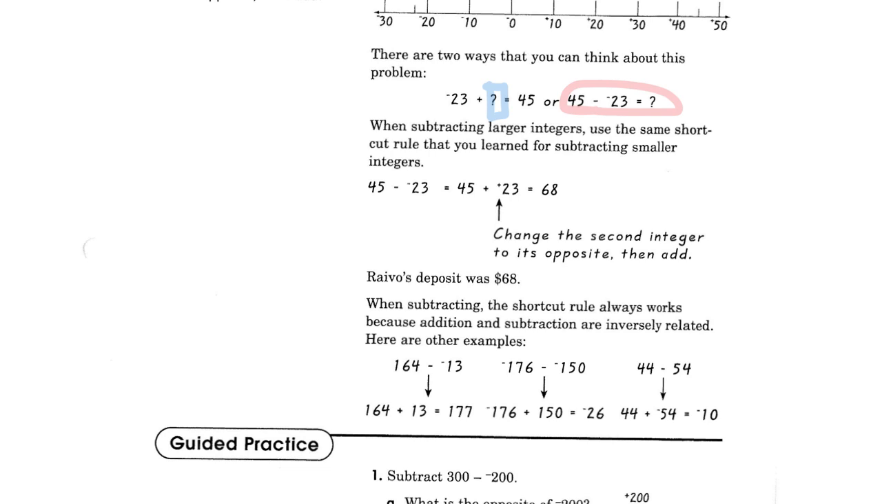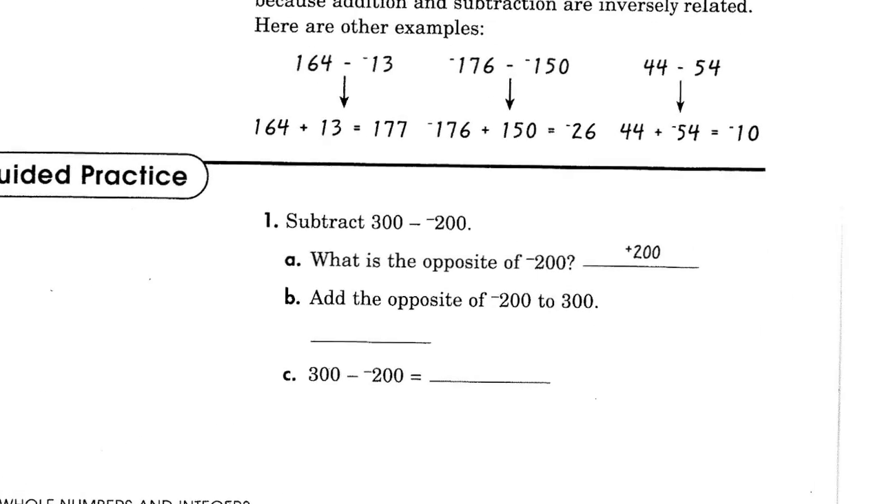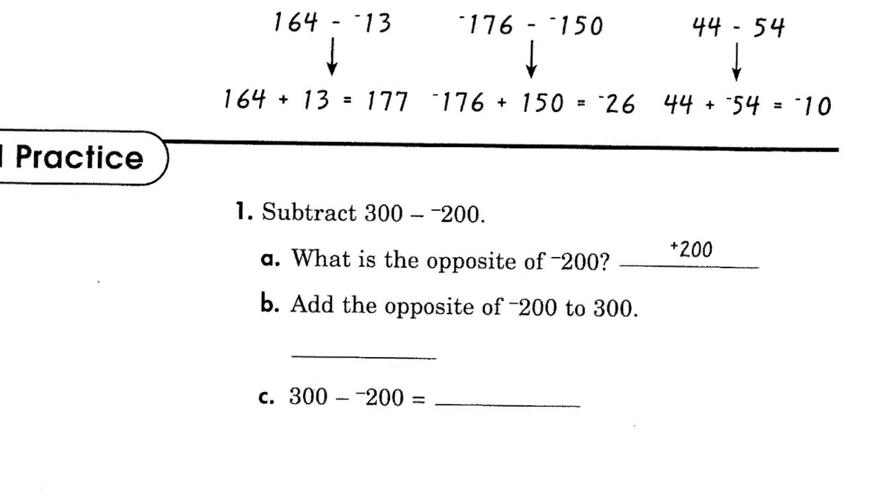Here are some examples. If I have 64 minus negative 13, it's 64 plus 13, which is 77. Negative 176 plus positive 150 is negative 26. I'm adding the opposite. It's the inverse. So when we come down here, it says subtract 300 minus negative 200. What is the opposite of negative 200? It's a positive 200. Add the opposite of negative 200 to 300.